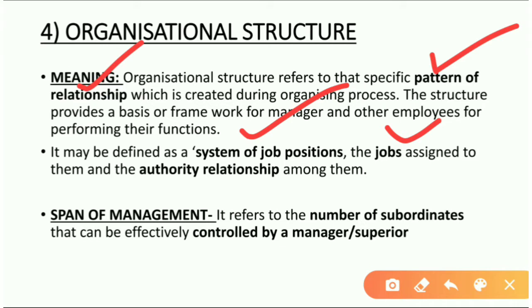In the same way, by seeing the organizational structure, we can easily know what jobs have been given to the employees. Plus it also tells us about the authority relationship, meaning who has been given the power to take the decisions. So by seeing all this, we can know the structure or the pattern of the relationships that are followed in an organization.